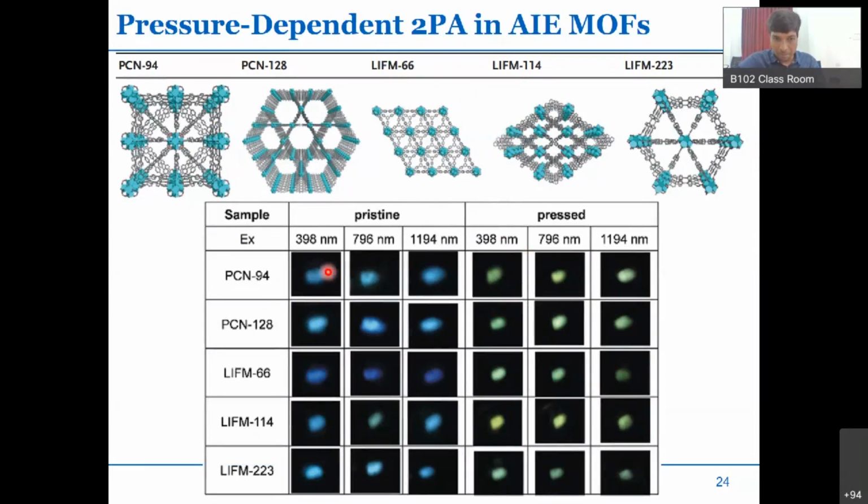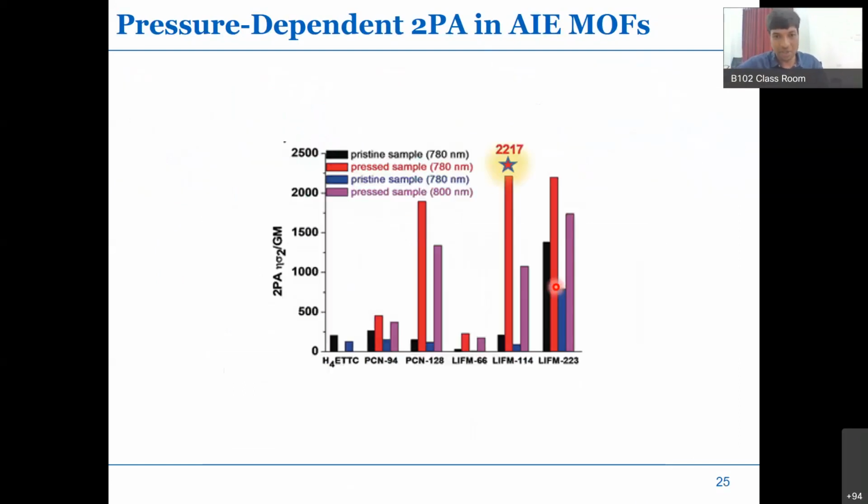These are the typical frameworks, and almost all of them show a very bluish pristine framework. But upon pressing or applying the pressure, you see here the band gap got reduced. So you start to see green fluorescence, because the band gap reduced.